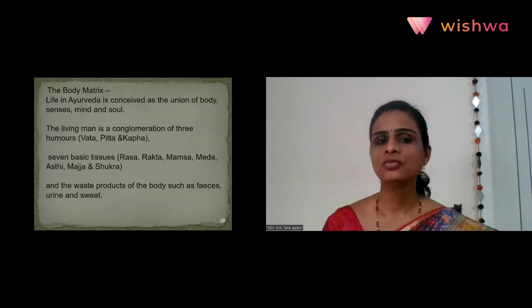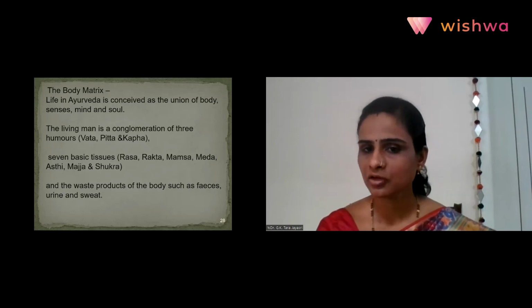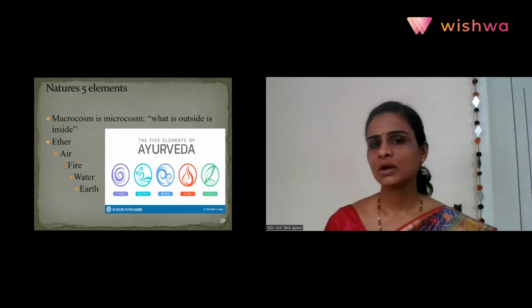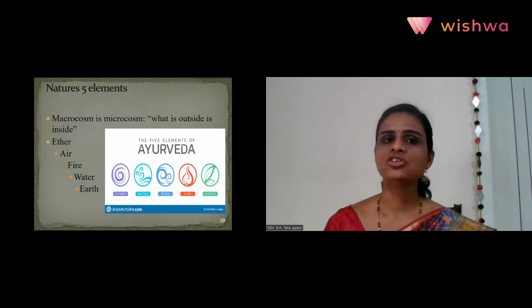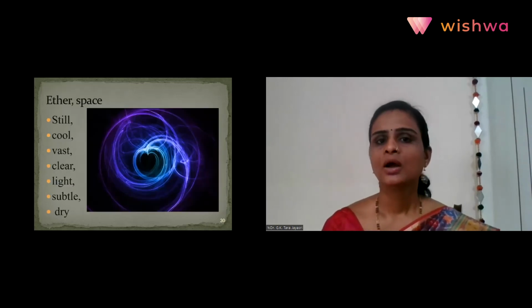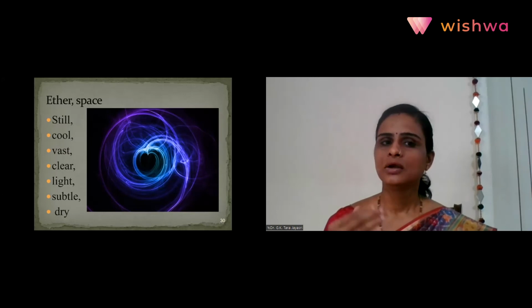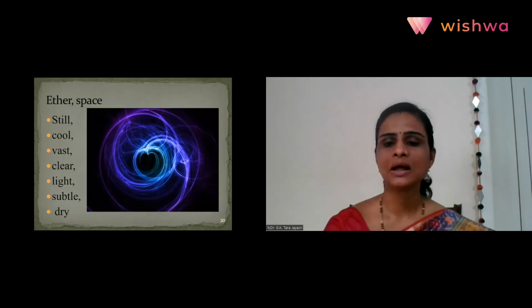And the Mala is nothing but feces, urine and sweat, which are the waste products of the body. So coming to the Panchamahabhuta Siddhanta, as we all know, what is in the outside world is inside the body too. The Panchamahabhuta are Prithvi, Ap, Tejo, Vayu, Akasha, that is earth, water, fire, air and space. What does space consist of? The ether and the space is one of the main Mahabhuta. The characteristic features of ether are that it is still, cool, vast, very clear, light, subtle and dry.